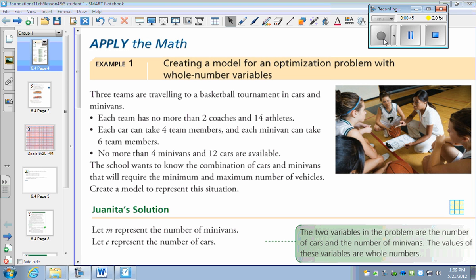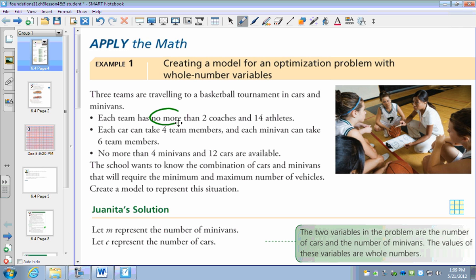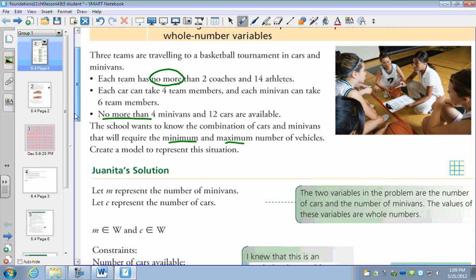So 3 teams are traveling to a basketball tournament in cars and minivans. Each team has no more than 2 coaches and 14 athletes. No more is a clue word for inequality. Each car can take 4 team members, and each minivan can take 6 team members. No more than 4 minivans and 12 cars are available. The school wants to know the combination of cars and minivans that will require the minimum and the maximum number of vehicles. Create a model to represent this situation.